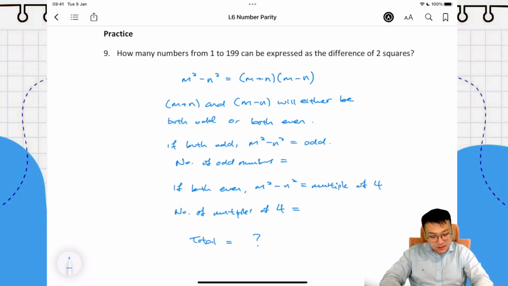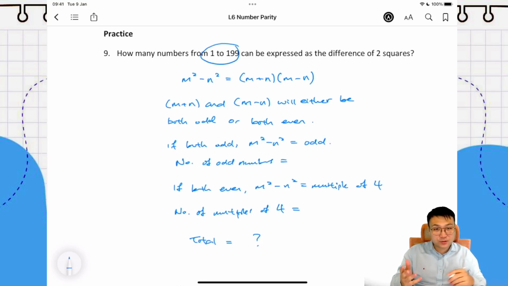How many odd numbers are there from 1 to 199? Now I hope you're not going to try to take 199 divided by 2. You can just pretend that it's from 1 to 200, right? You just take 200, divide by 2, you get 100. You have 100 odd numbers.